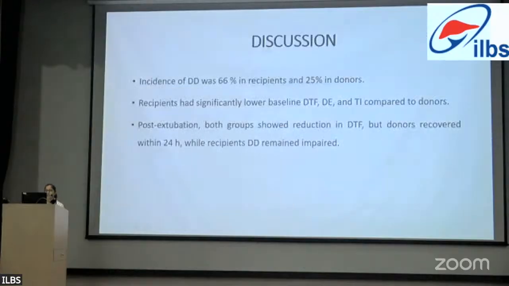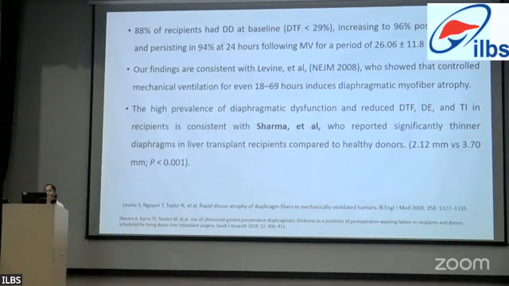So, discussion. Our incidence of diaphragmatic dysfunction was about 66% in recipients and 25% in donors. Recipients had significantly lower baseline diaphragmatic thickening fraction, diaphragm excursion, and time for peak excursion compared to donors. But post-extubation, both showed reduction in DTF, but donors recovered within 24 hours, while recipient diaphragmatic function remained impaired. So the 88% diaphragm dysfunction at baseline has increased to 96% over a period of 26 hours of mechanical ventilation.